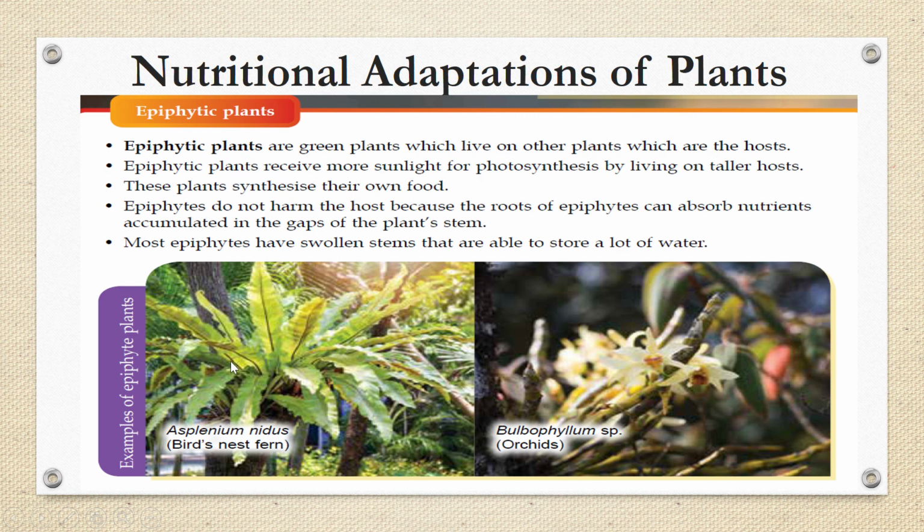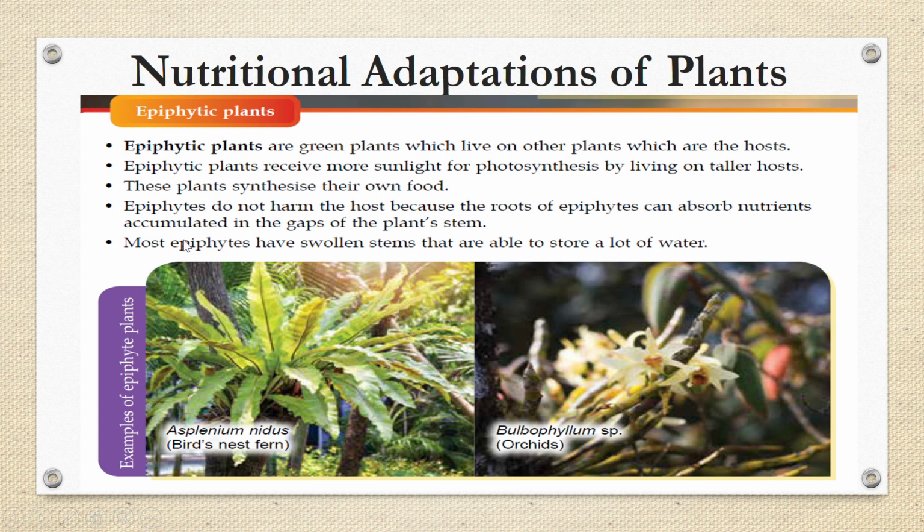sitting at the best position on a taller host, because they want to receive more sunlight to enable them to carry out photosynthesis. Imagine that plants like the bird's nest fern, if they were to sit on the ground, surely the shade of other taller plants would overshadow this bird's nest fern, and therefore they might not have enough sunlight for photosynthesis.